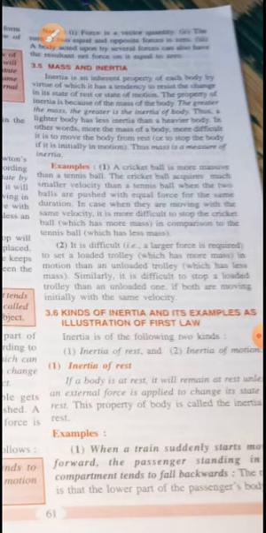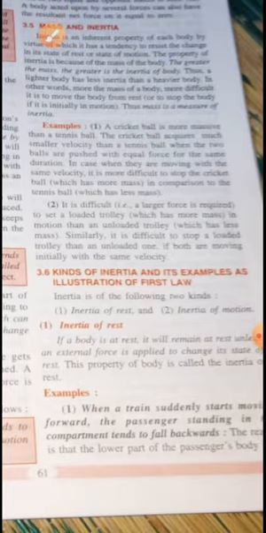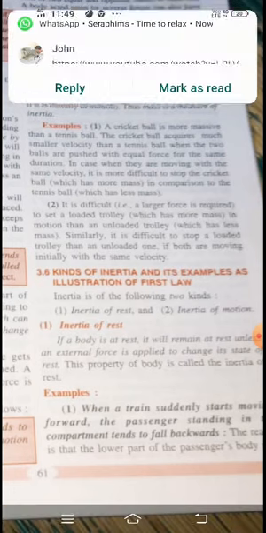Therefore, you can classify inertia into 3 categories, but here they have given 2. Actually we have 3: inertia of rest, inertia of motion, inertia of direction. If the object is at rest, it will stay in the same position of rest. That is inertia of rest. The object is moving in one motion. If it is going in a straight line, it will keep going in the straight line until an external force acts upon it. That is inertia of motion.